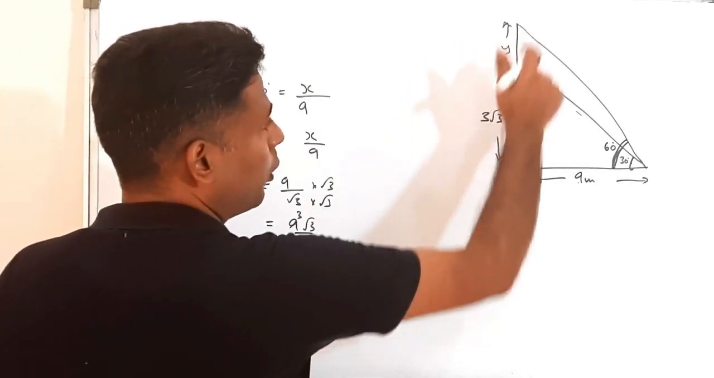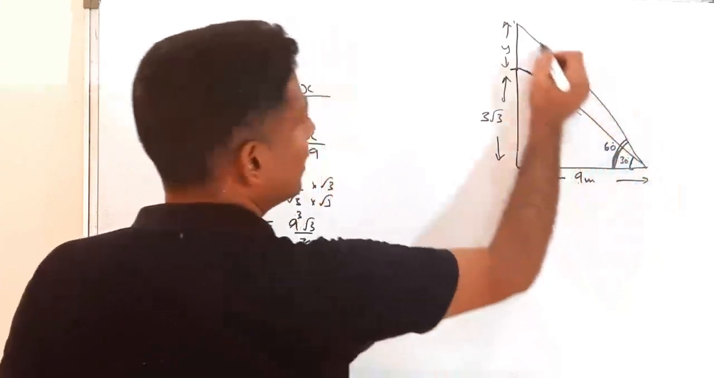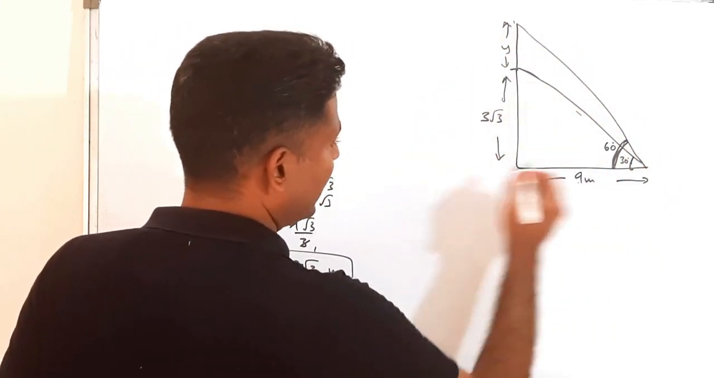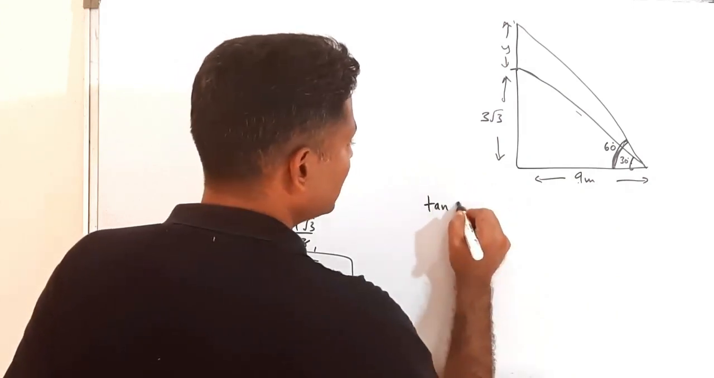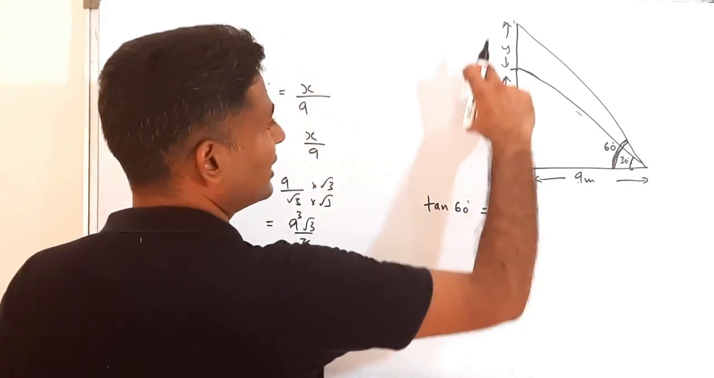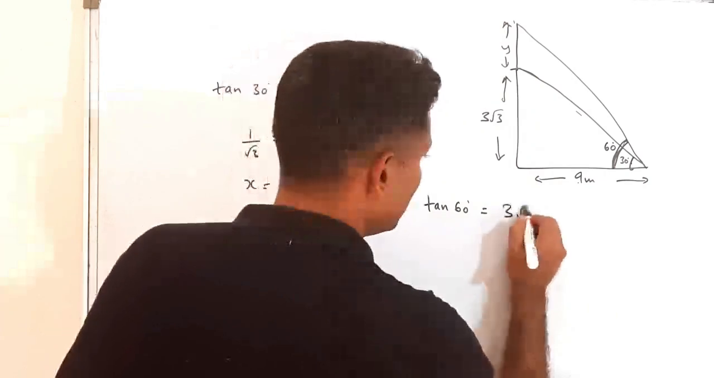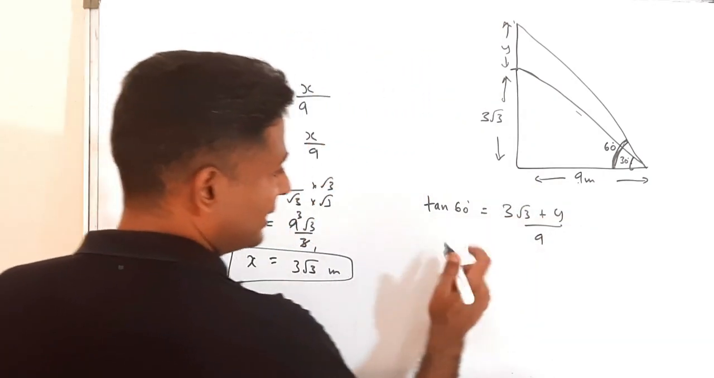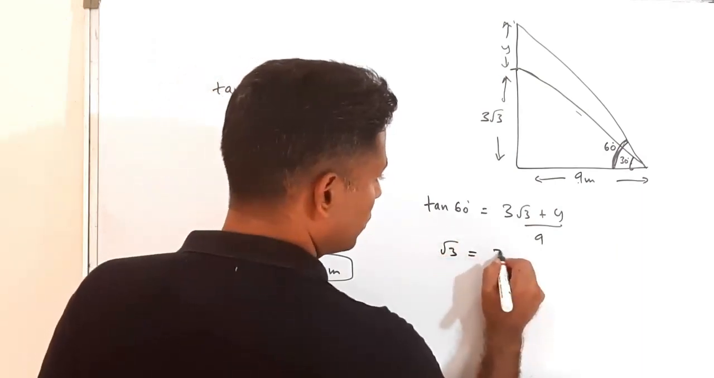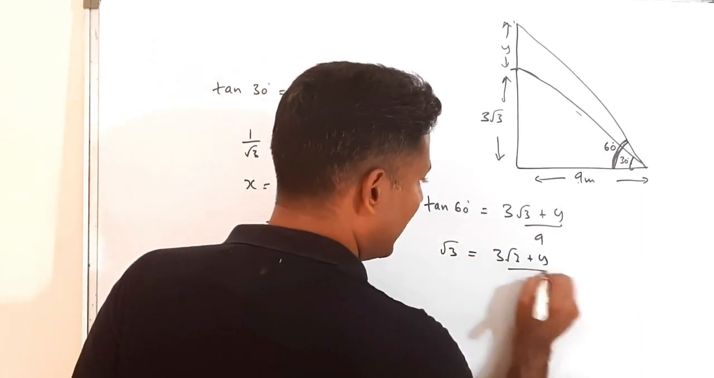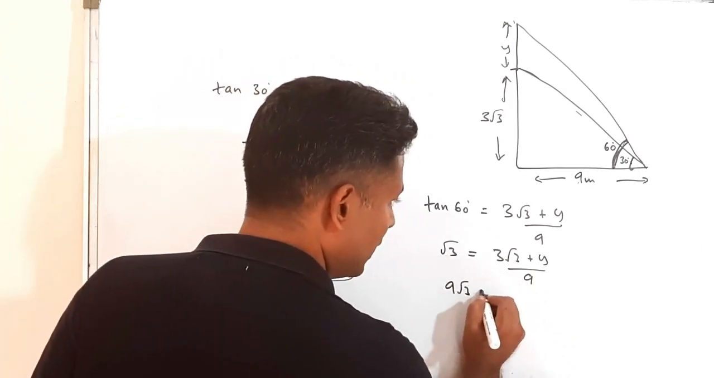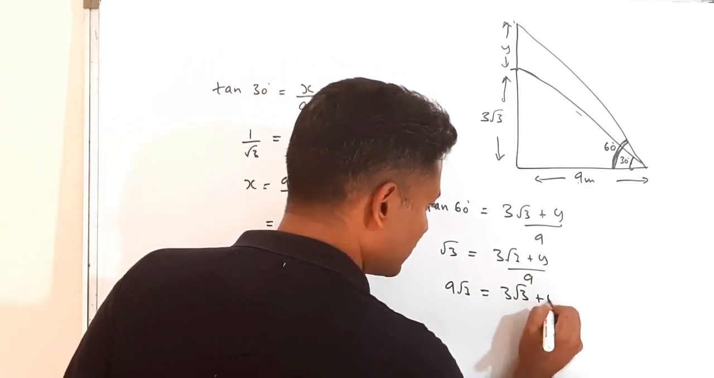Now to find the height of the pole, we take the entire triangle. The whole angle is 60, opposite and adjacent. So tan 60 degrees equals opposite, that is 3 root 3 plus y, by adjacent, which is 9. Now tan 60 is root 3, equal to 3 root 3 plus y by 9. Transpose 9, 9 root 3 equals 3 root 3 plus y.